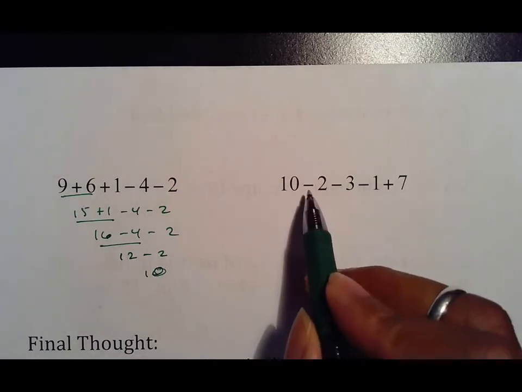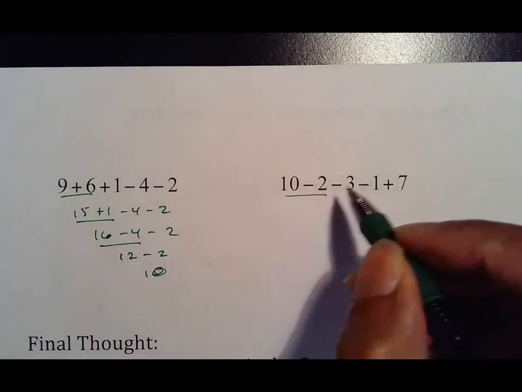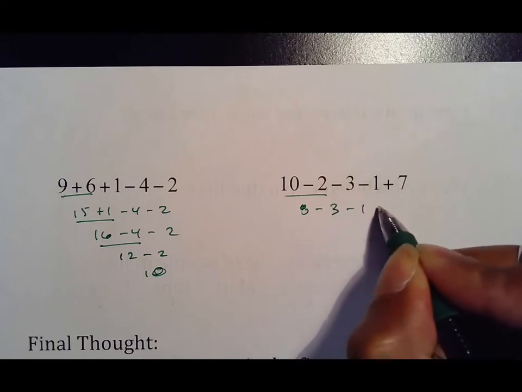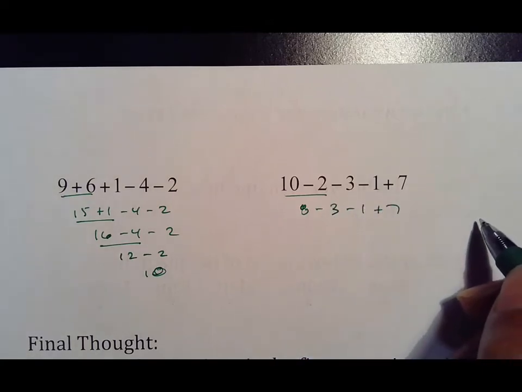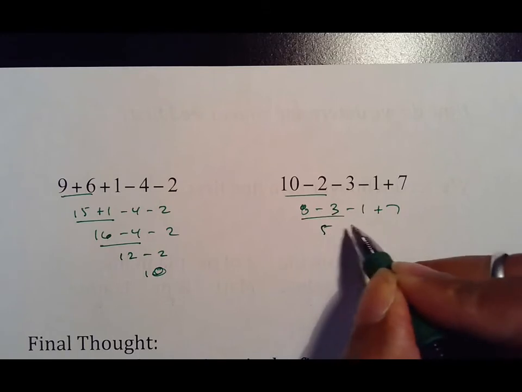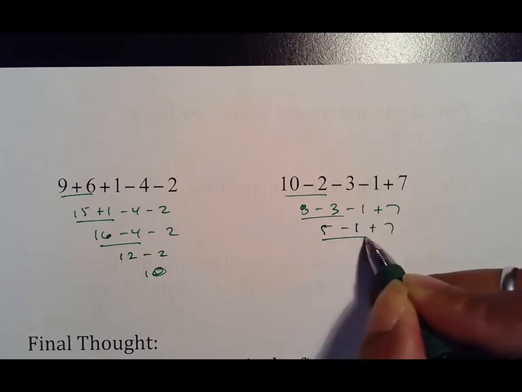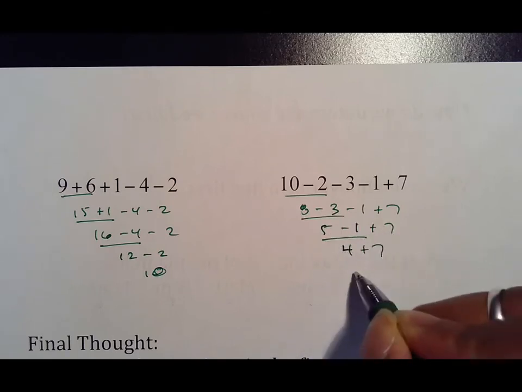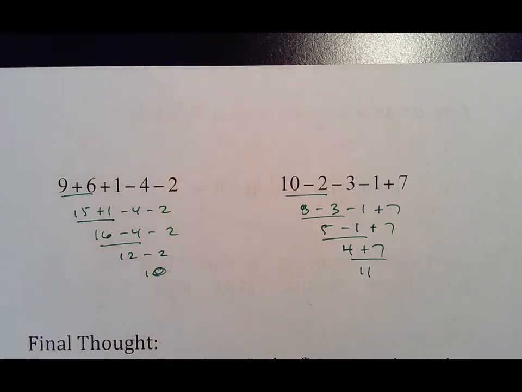This one here, student, student, student, student. So therefore this becomes 8 minus 3 minus 1 plus 7. Pretty much you should kind of see it. This is really not that bad anymore. 5 minus 1 plus 7. You just got to get used to rewriting it. 4 plus 7 and 11. So that would be your answer.